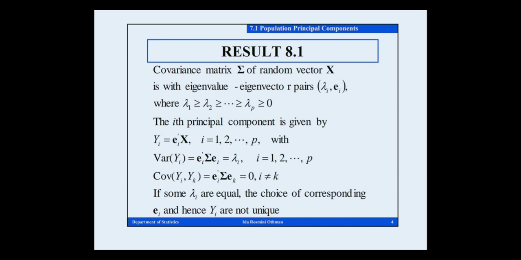So when the covariance matrix is big sigma, and all the eigenvalues are positive, we can find the principal component by yi equal to ei transpose multiplied by x. So let's say if we want to find the first principal component, it will be y1 equal to the normalized eigenvector e1 transpose multiplied by x.